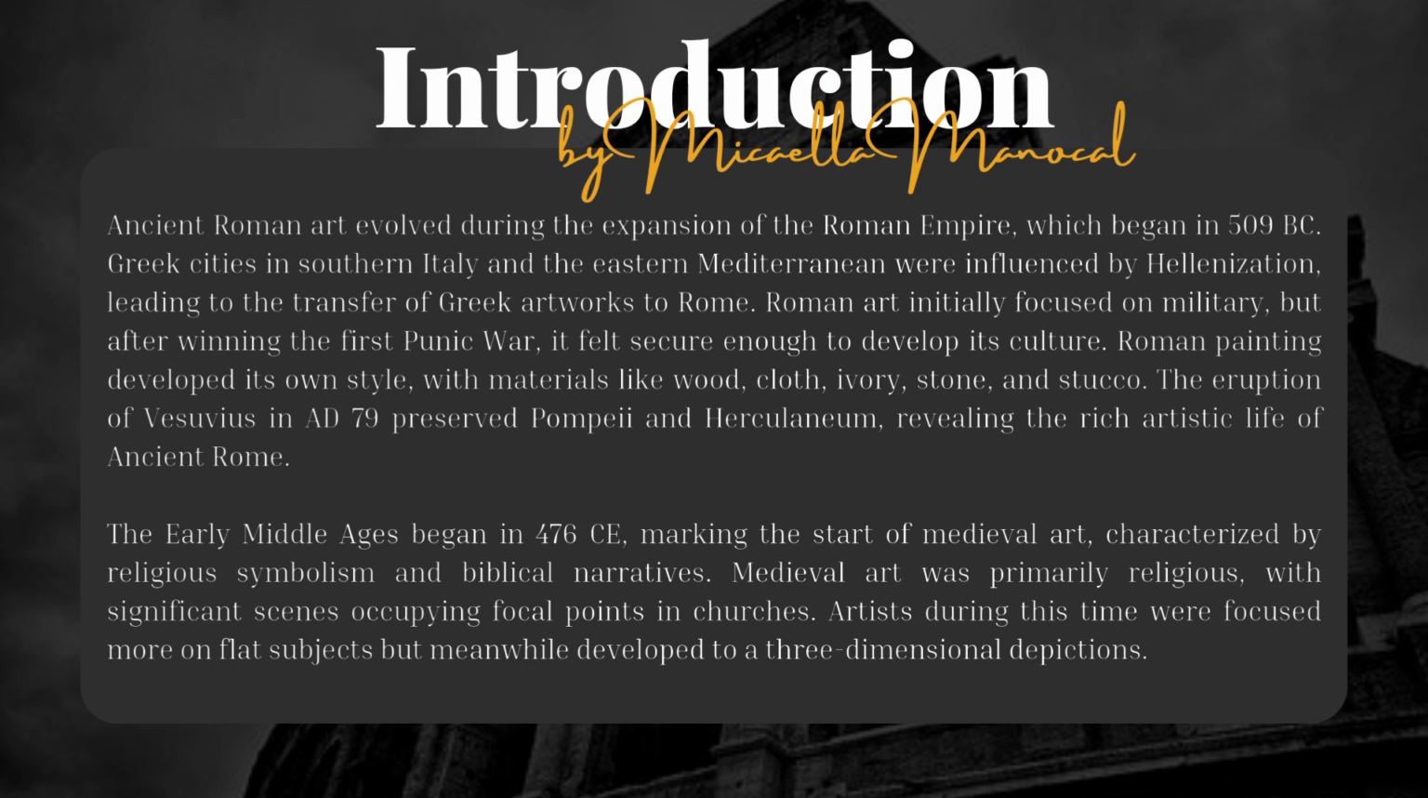Medieval art was primarily religious, with significant scenes occupying focal points in churches. Artists during this time focused more on flat subjects but meanwhile developed into three-dimensional depictions. It is because secular subjects were introduced that art shifted from rigid Romanesque formulas to realistic three-dimensional depictions, leading to more accurate portrayals of contemporary life and emotions.